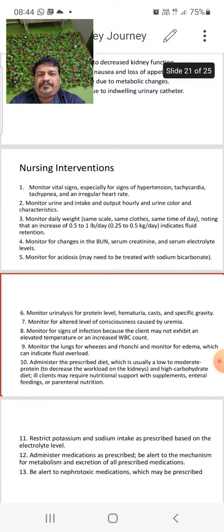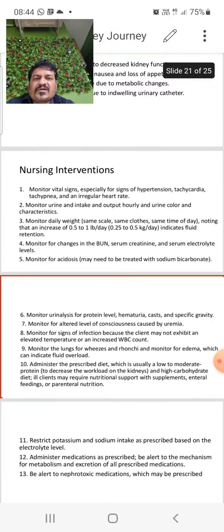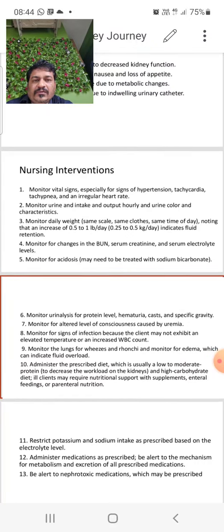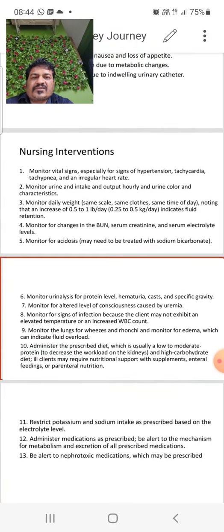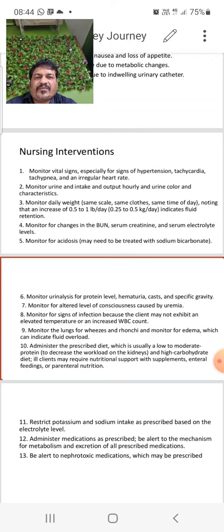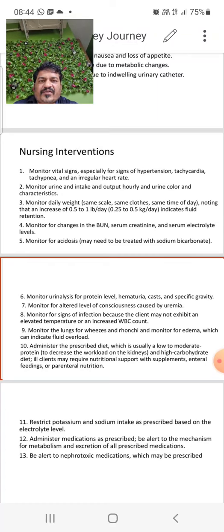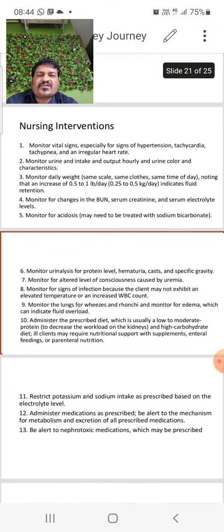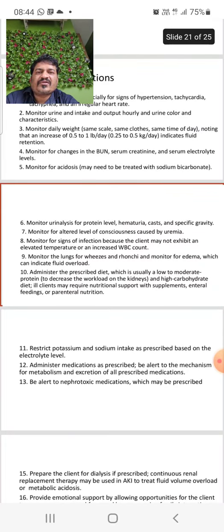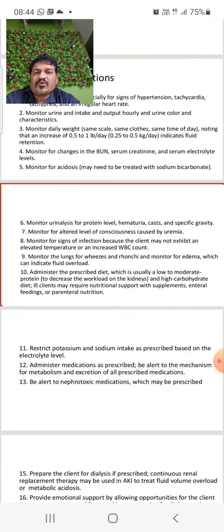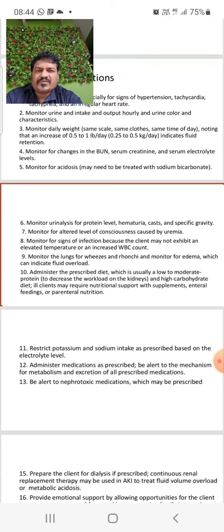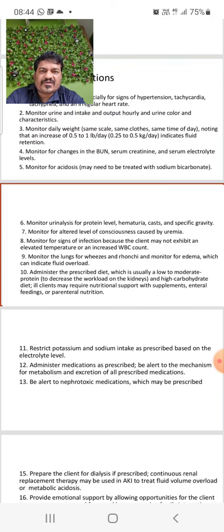Monitor daily weight, using the same scale, same clothes, and same time of the day. Note that an increase of 0.5 to 1 kg per day indicates fluid retention. Monitor for changes in the BUN, serum creatinine, and serum electrolyte levels. Monitor for acidosis, which may need to be treated with sodium bicarbonate. Sometimes the dyspnea is because of this acidosis, and early correction of the acidosis with bicarbonate is very helpful for the patients.